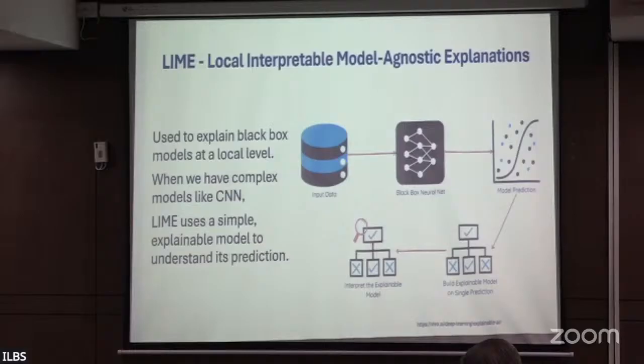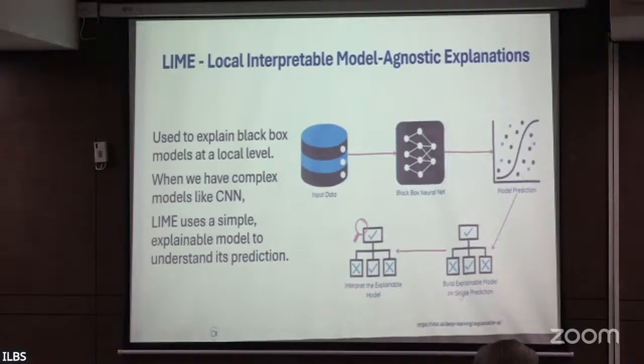LIME and Grad-CAM, these two terms maybe you have encountered frequently when you see image-based deep learning models. So LIME is Local Interpretable Model-agnostic Explanations. It's a long name. So LIME is very commonly used. It is applied after model prediction, meaning input data goes into the black box neural network, CNN, whatever model we are using, that is trained using the data, and the model prediction is done.